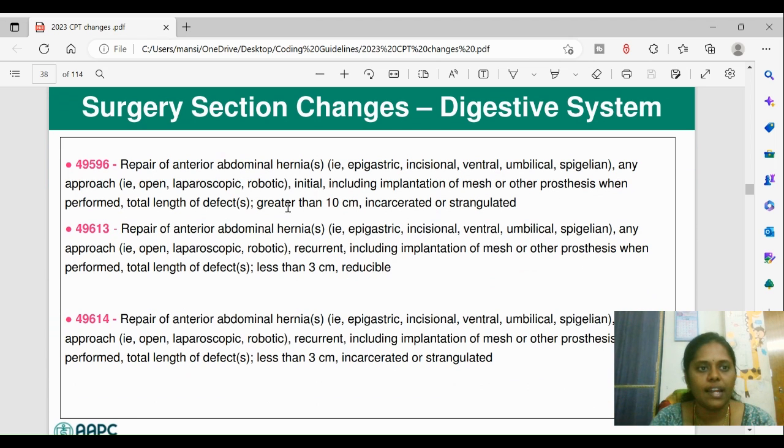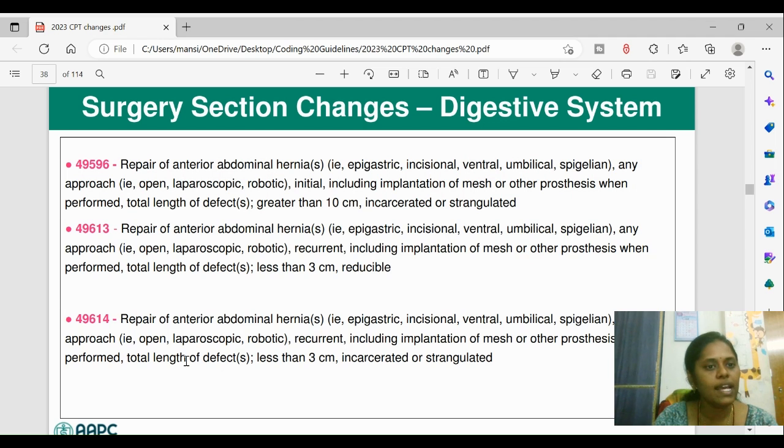Then till 49596, all are initial hernia repairs, initial anterior abdominal hernia repairs, any type of approach, including mesh implantation. But based on the length of the defect, different code sets are there, and based on whether it is reducible, incarcerated, or strangulated, the codes are categorized.